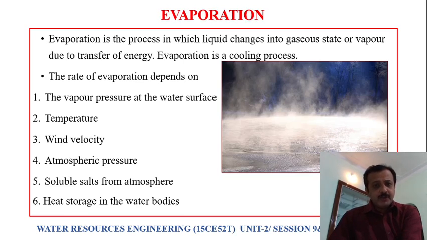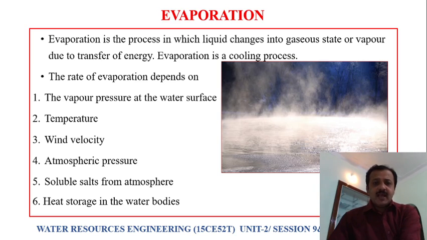It may be due to evaporation, transpiration from the plant surface. Evapotranspiration, the combined effect of evaporation and transpiration, we call evapotranspiration. Depression storage, the water gets stored in some depressions, we call it depression storage. And there is a chance of infiltration also, the water gets infiltrated into the earth surface. These are the different types of losses. These different types of losses we have discussed in our previous session.